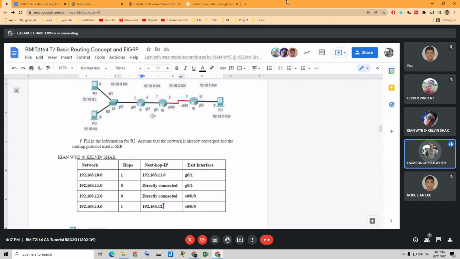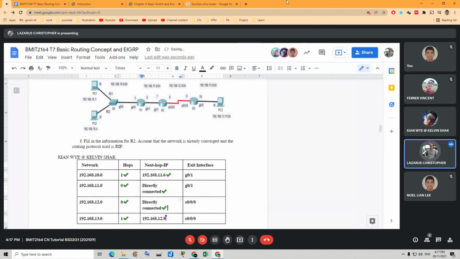Right, so 11 is directly connected, 0 hops, G0/1, correct? And then this side to 12 is directly connected, exit S0/0/0. The next hop interface is direct. So 13, the next hop IP is .9, correct? Correct already. I think everyone understands how to look at this.